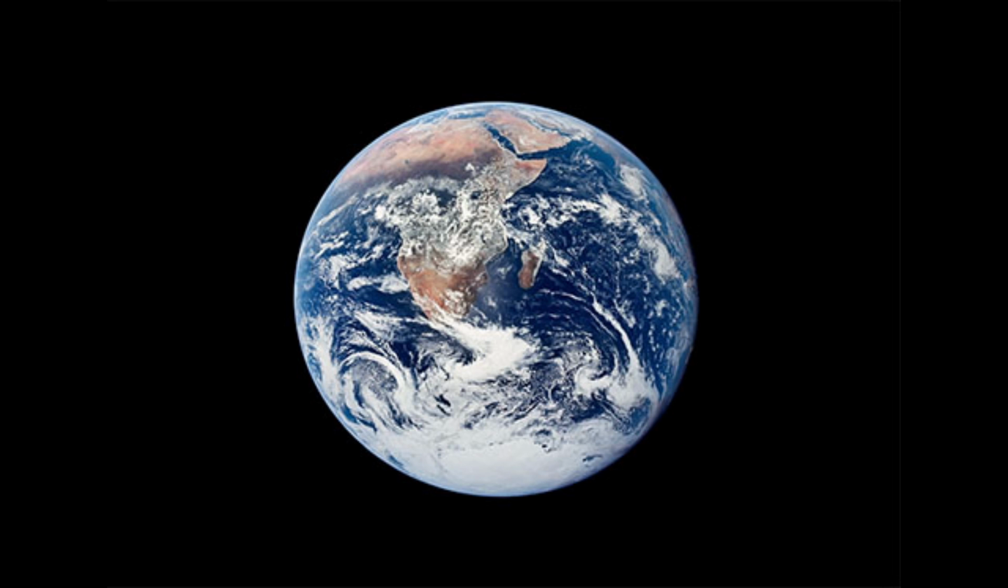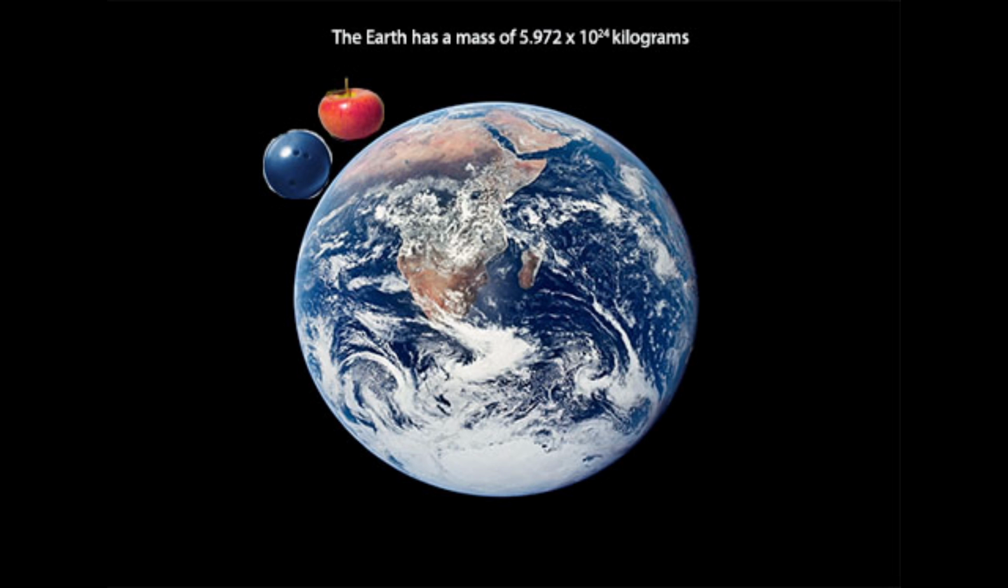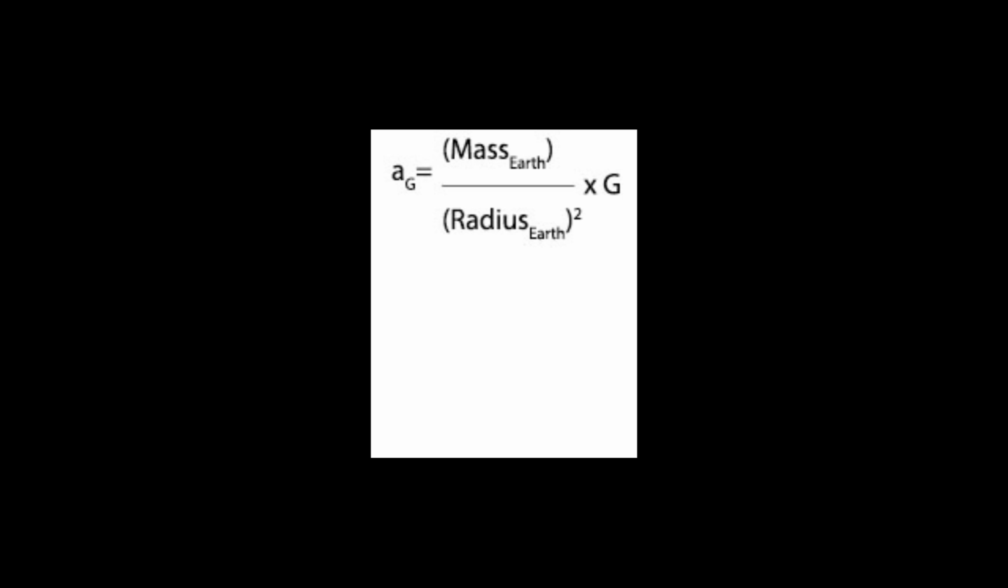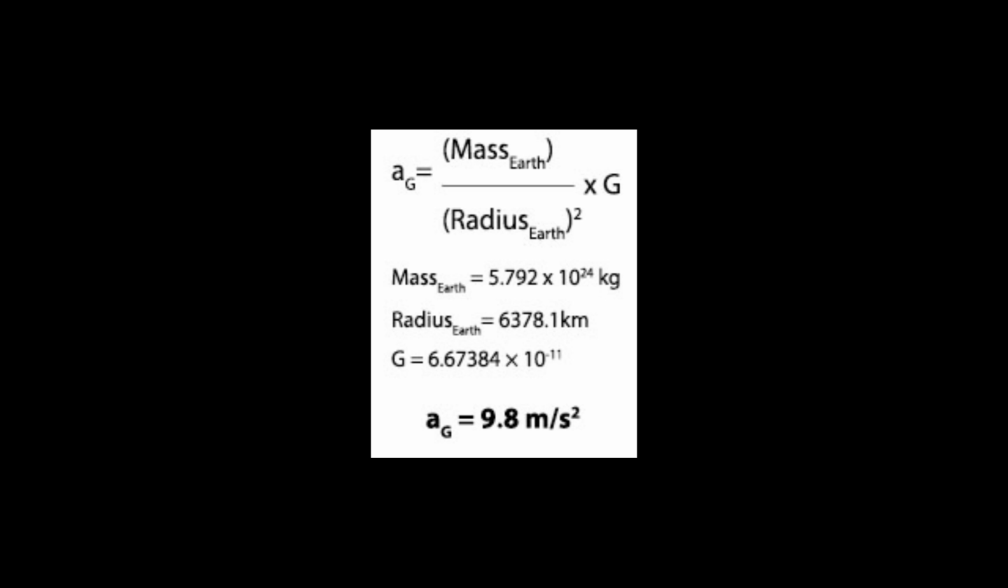Now that we've seen the acceleration of the Earth's gravity in action, let's calculate what it is. The first thing we need is to know that the mass of the Earth is 5.972 times 10 to the 24th kilograms. We also know that the bowling ball and the apple are on the surface of the Earth, and the distance from the center of mass of the Earth to the surface is actually the radius of the Earth, which is 6378.1 kilometers. Plugging this into our equation for the acceleration of gravity, the mass of the Earth divided by the radius of the Earth squared times big G gives us 9.8 meters per second squared. So anything located on the surface of the Earth will accelerate towards the Earth at that amount.